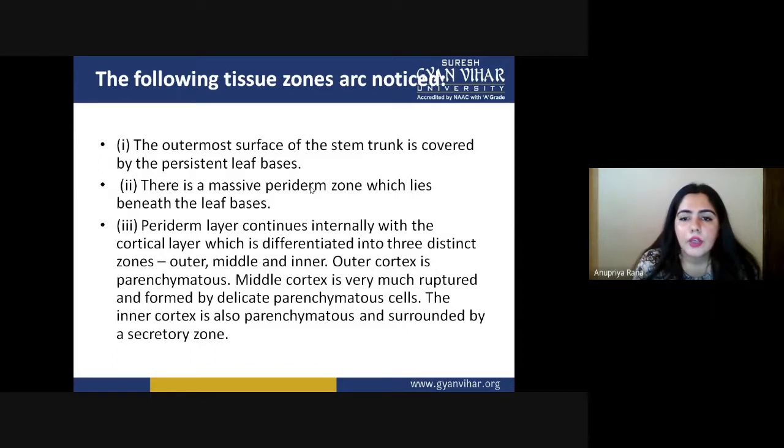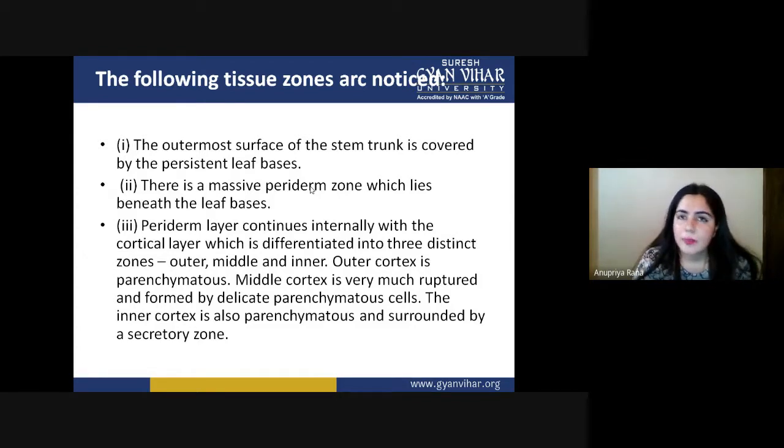The periderm layer continues internally with the cortical layer, which was differentiated into three distinct zones. After this periderm, as a result of the secondary growth, they were made from secondary tissue, mostly secondary phloem. After the periderm, they have the cortex, and the cortex was differentiated into three zones: outer cortex, middle cortex, and inner cortex.